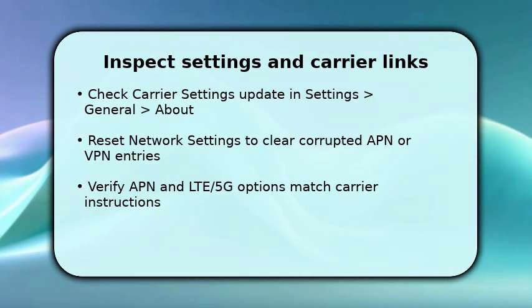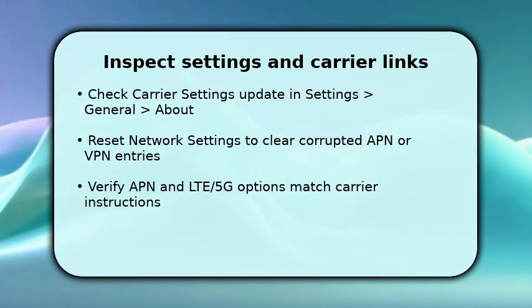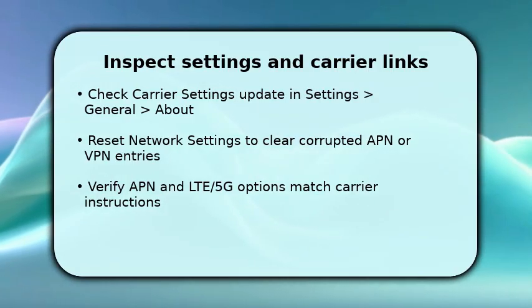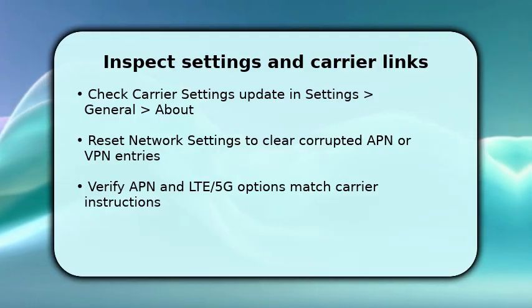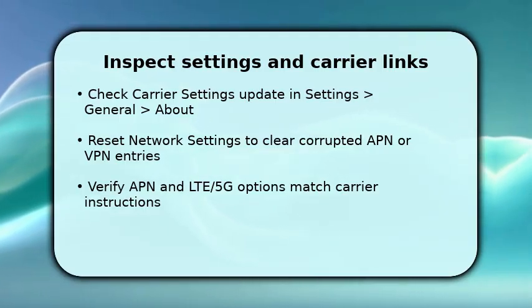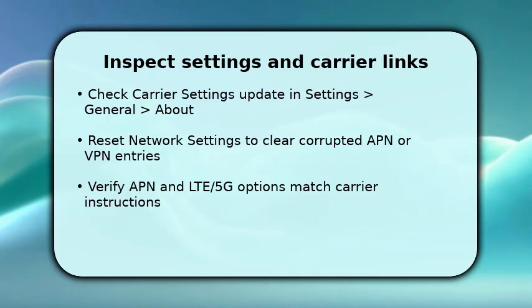Next, inspect system and carrier links because mismatched settings frequently block mobile data. Open Settings General About and accept any carrier settings update that appears. Those changes tune the phone to your carrier.